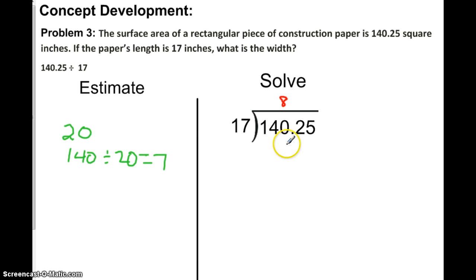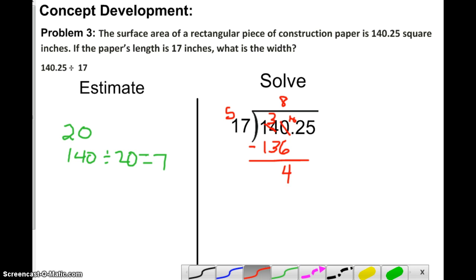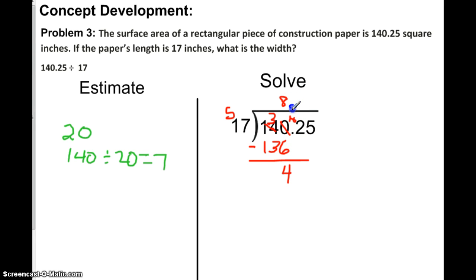8 times 7 is 56. Carry a 5. 8 times 1 is 8 plus 5 is 13. So I subtract 10, 3, 4. Okay, that's more like it. Hello everybody, what is the thing that I forgot? Yes, I did not move my decimal up here immediately. Ooh, bad me. Okay, so now I'm bringing down my 2.